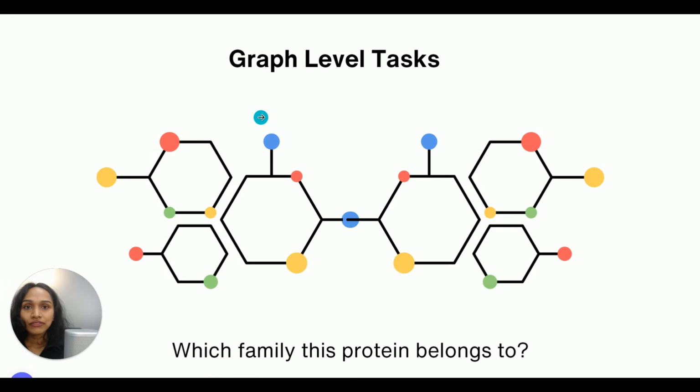Now this is an example of a graph level task. So this is a protein, and the protein is composed of different molecules or different amino acid chains. So by analyzing this graph and the pattern of the amino acid sequence in this graph, we can predict or classify this protein and tell to which class this protein belongs. So this is an example of a graph level task.